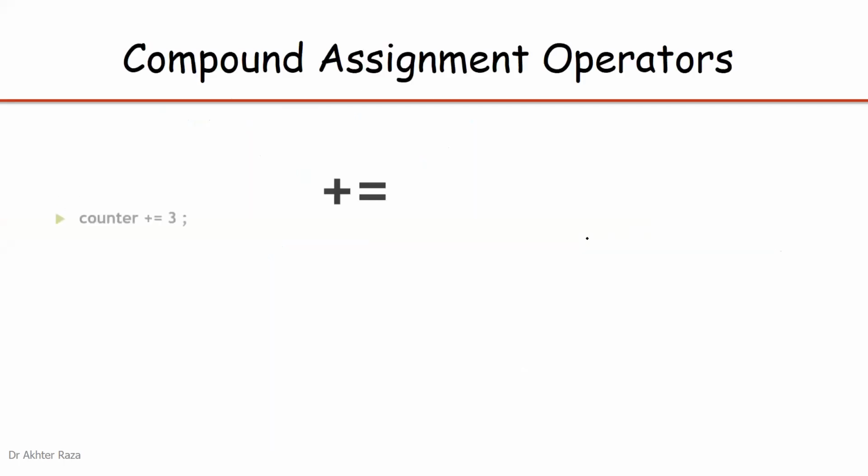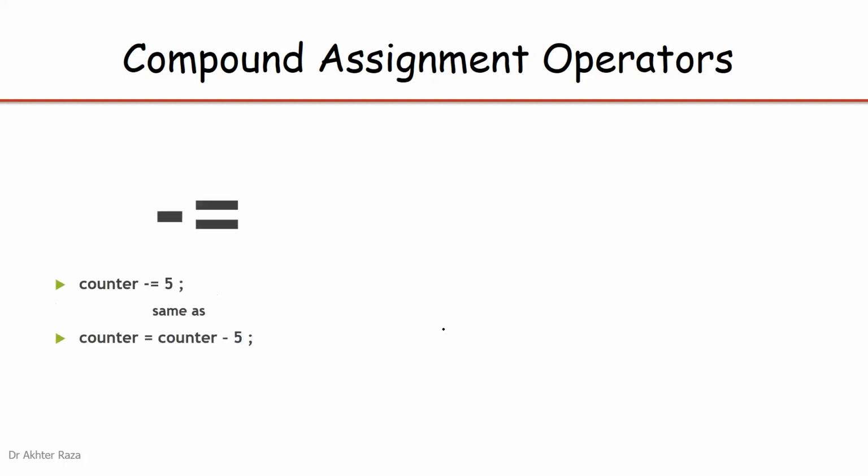Now counter plus equal 3. Counter plus equal 3 means what? Counter is equal to counter plus 3. So both are equivalent. Either you can write it in this way. Counter is an integer variable. You must define the counter variable before using this command. Plus equal means counter is equal to counter plus 3. Here counter is a variable, an integer type variable.